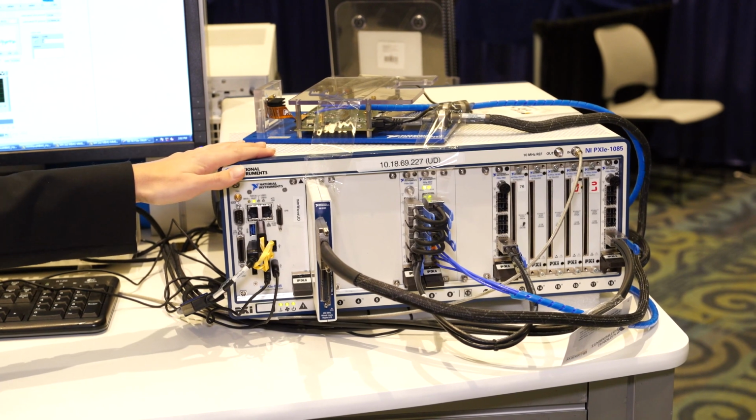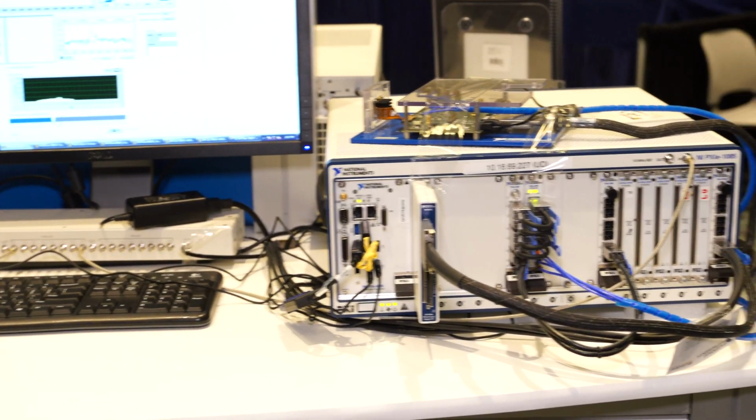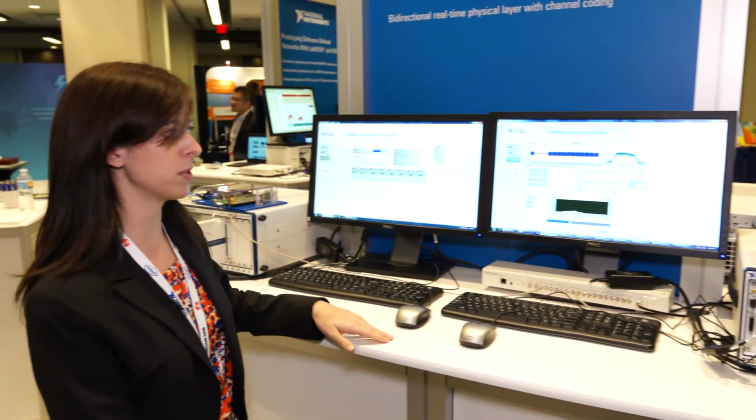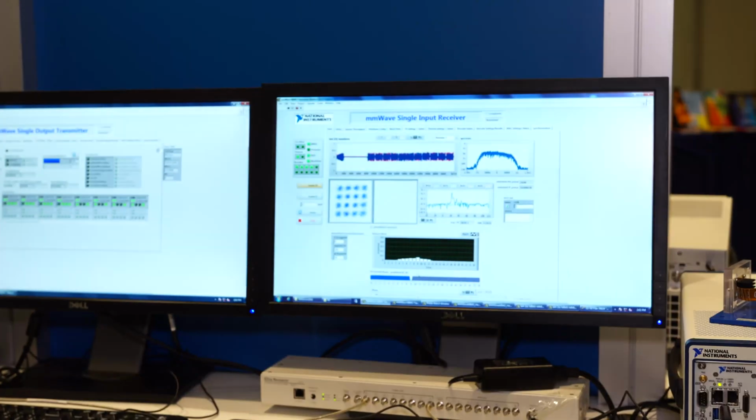We have one half of the board here, so we have our receiver here and our transmitter is on the other side of the booth. Since this is 60 gigahertz, we're not able to transmit very far with the power levels that we have, but you can see here that we are able to get a constellation through.